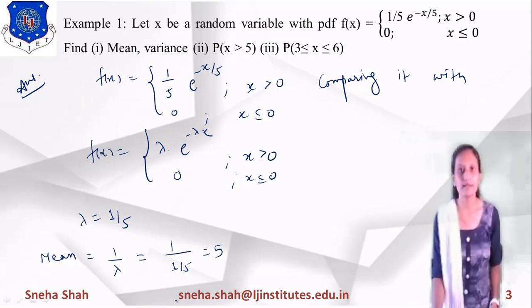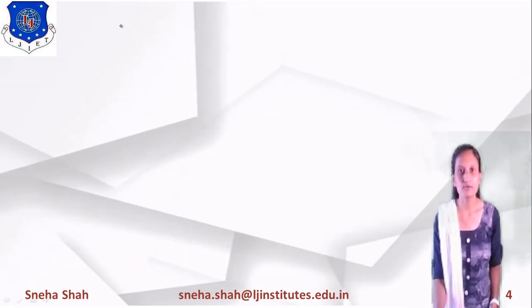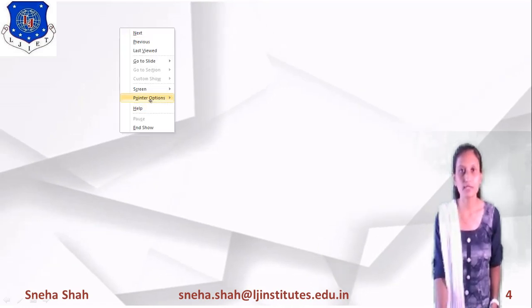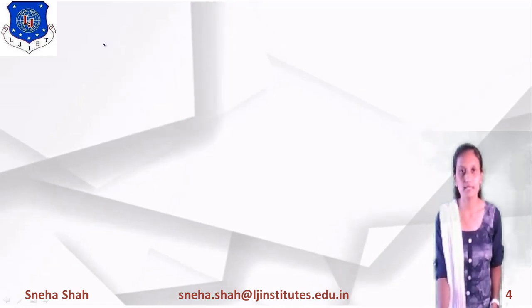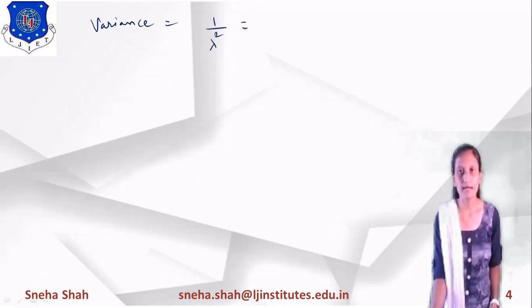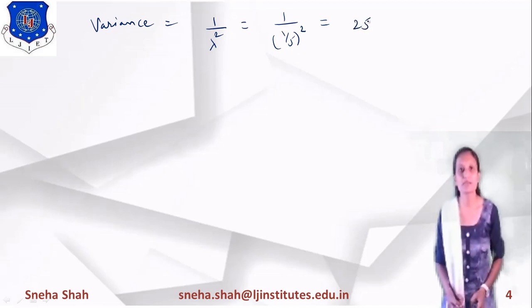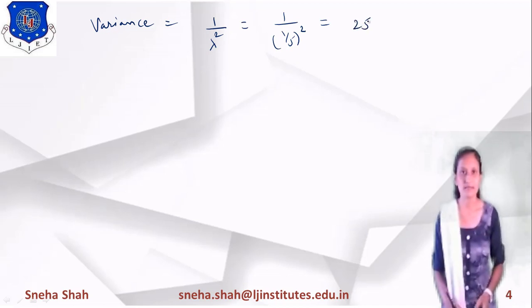Same way, we will find the value of variance. So what is the value of variance? As you know, the equation of variance for this exponential distribution is variance equals 1 upon lambda square. Now we will put in the value of lambda equals 1 by 5. So its square, 1 upon 1 upon this, means its value equals 25, right? So this way we have found the value of variance.